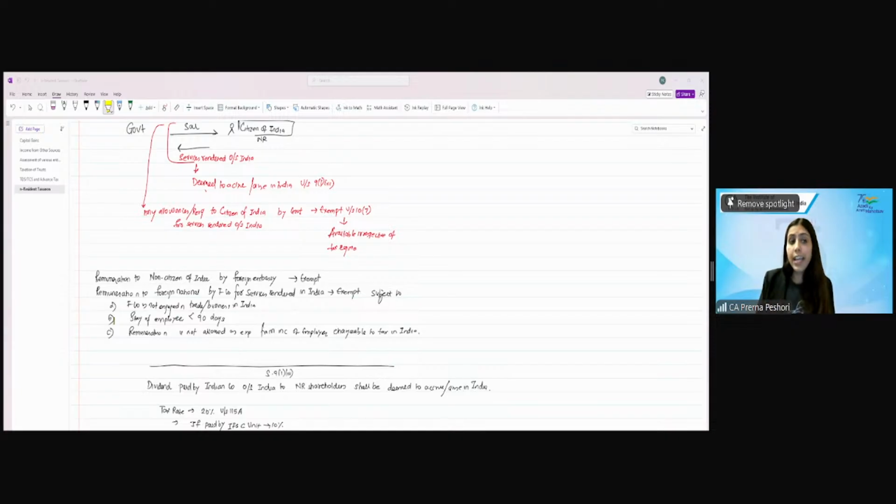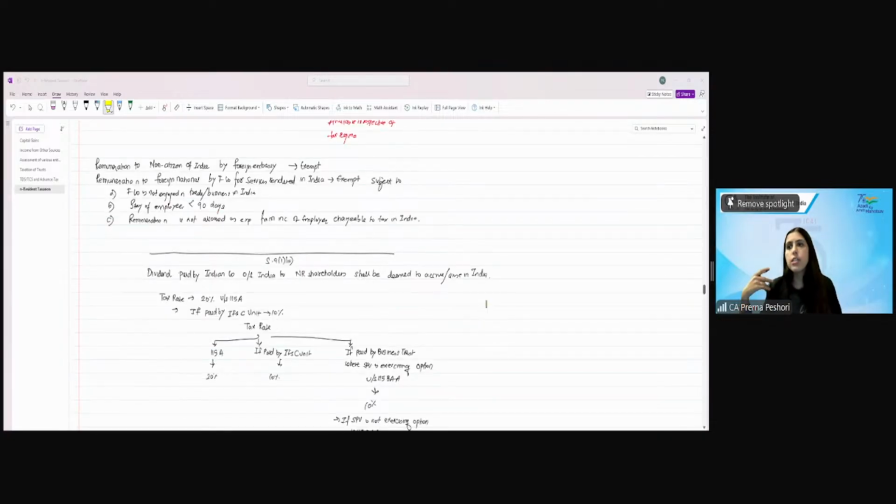Clear? Or any remuneration to a foreign national by a foreign company for services rendered in India will be exempt subject to these conditions: the foreign company is not engaged in any trade or business in India, the stay of the employee is less than 90 days, and the remuneration is not claimed as a deductible expense in the income chargeable to tax in the hands of the foreign company. Then it will remain exempt. Are we clear? Yes, students, is the salary portion clear? Yes, ma'am.